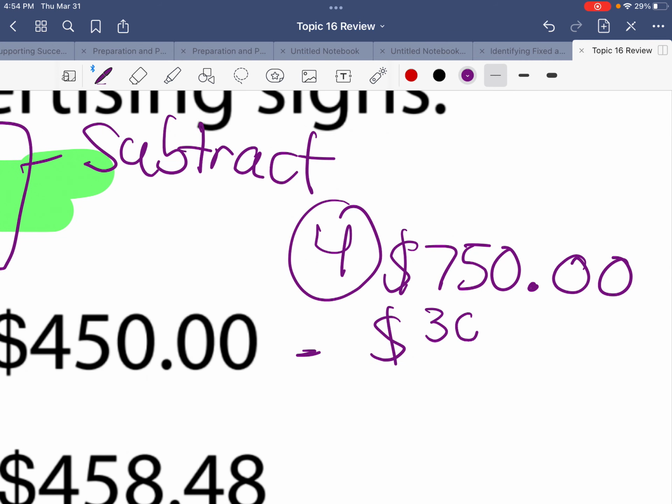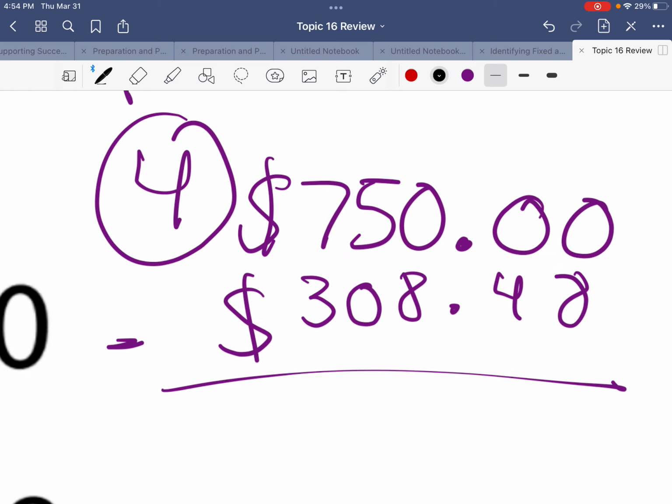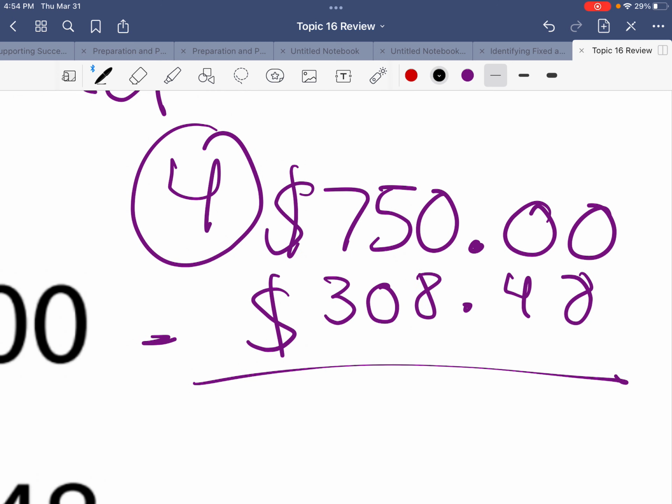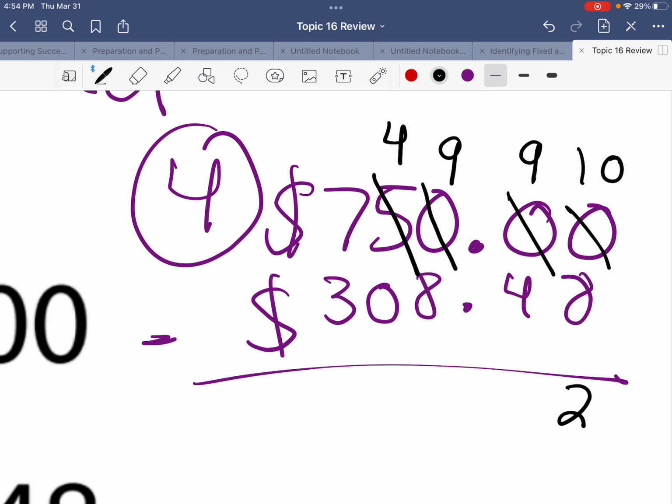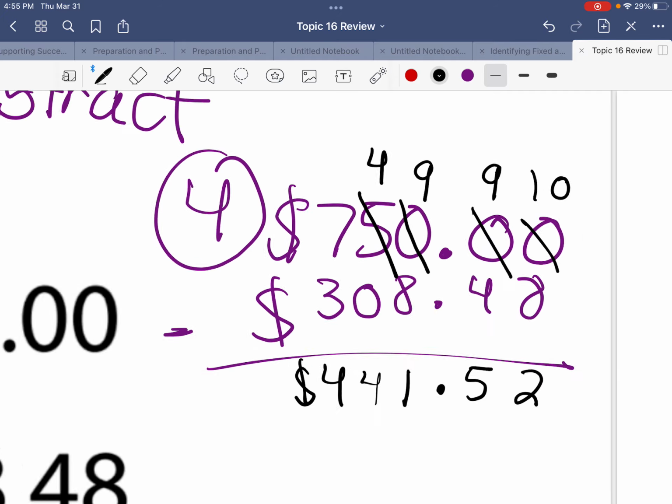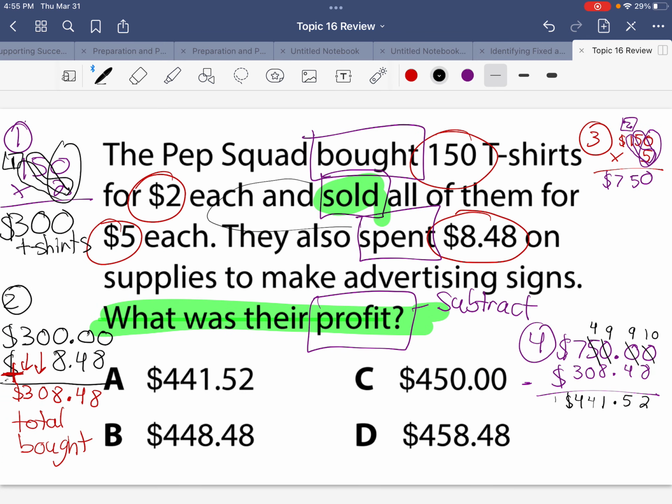So $308.48. Okay. I can't take away from the zeros. I can only take away from the 5. It becomes a 4. This 0 becomes a 9. This 0 becomes a 9. And the 0 that I'm currently working with becomes a 10. 10 minus 8 is 2. 9 minus 4 is 5. Drop my decimal. 9 minus 8 is 1. 4 minus 0 is 4. 7 minus 3 is 4. So that means their profit is $441.52. It's A.